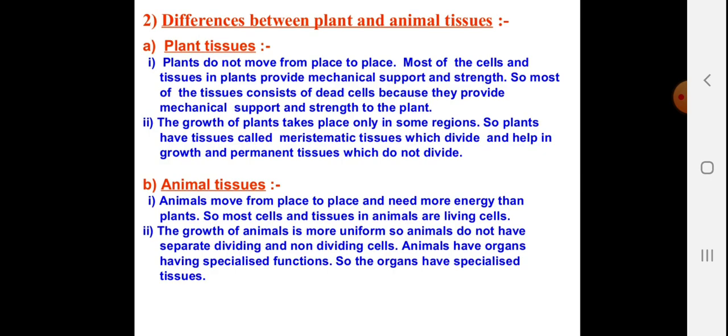Animals have organs with specialized functions, like respiratory organs: lungs, diaphragm, and windpipe. Reproductive organs are ovaries and testes. Similarly, we have a proper control and coordination system, including organs like the brain and nervous system. So in animals, you have specialized organs. Those specialized organs are made up of specialized tissues, and those tissues are made up of cells. So the organs have specialized tissues and cells in terms of animal tissues.